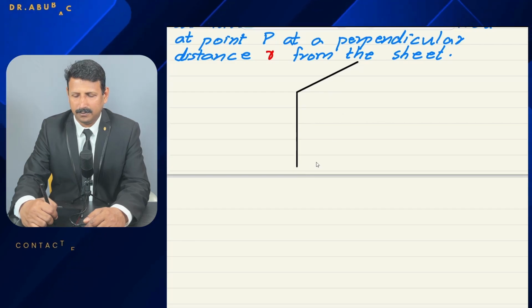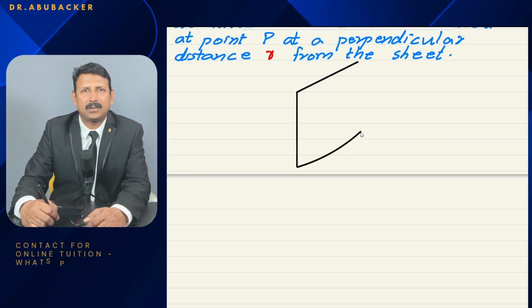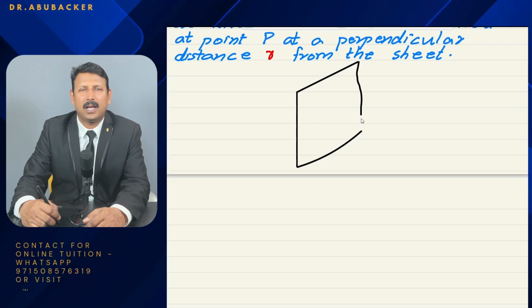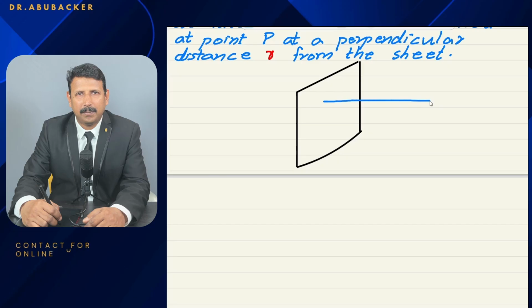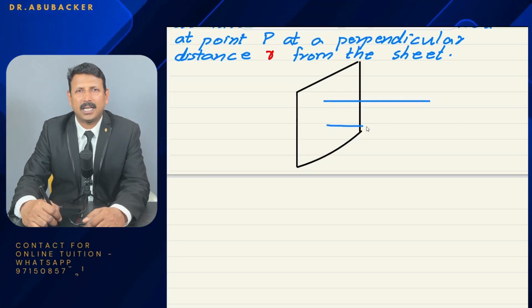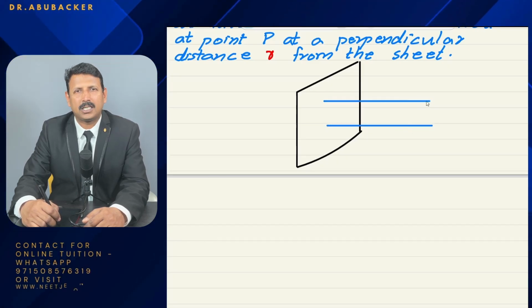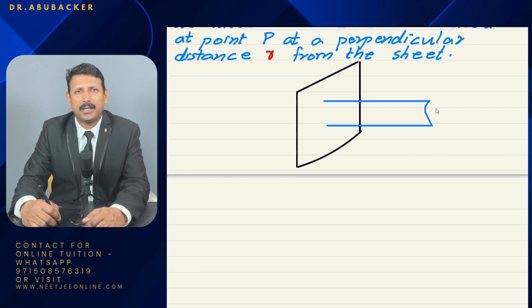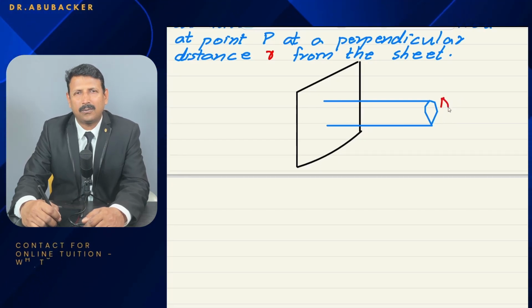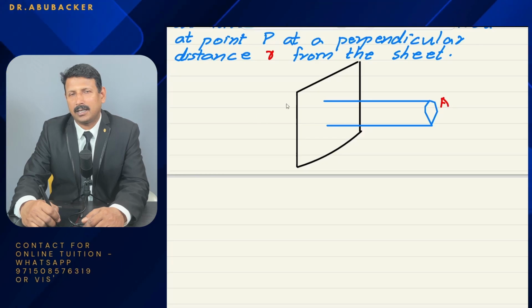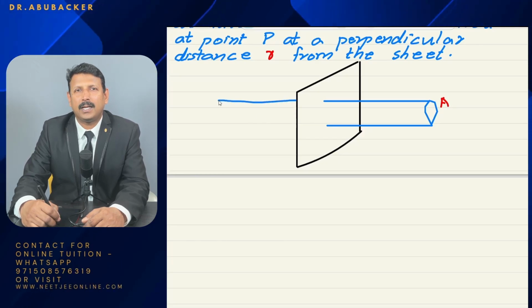This is the sheet I imagine for the derivation. Assume this is a thin sheet and the charge density of the sheet is sigma. Now let me mark the point P, which is at a distance small r from the sheet. Here the point P exists. And mark the cross-sectional area of the imaginary cylinder considered here, one imaginary Gaussian surface.